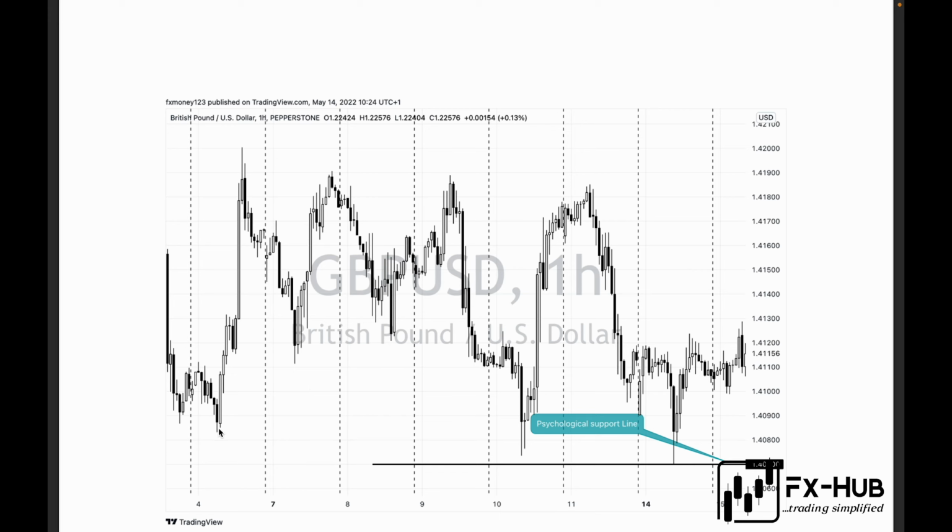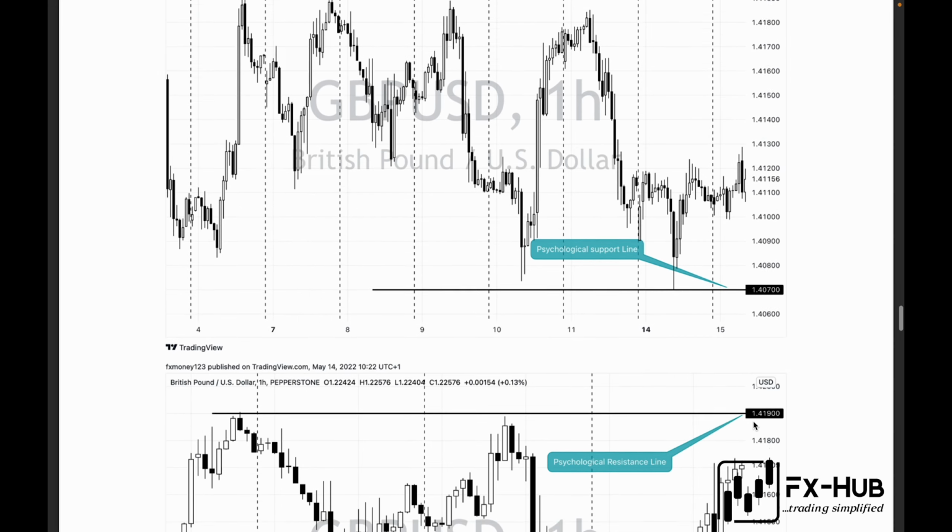If you look at this one now here, if you put up a straight line, you notice that this is 1.40900. So these are psychological support and resistance levels. There is something it does to price action because it registers easily on the mind of the traders.